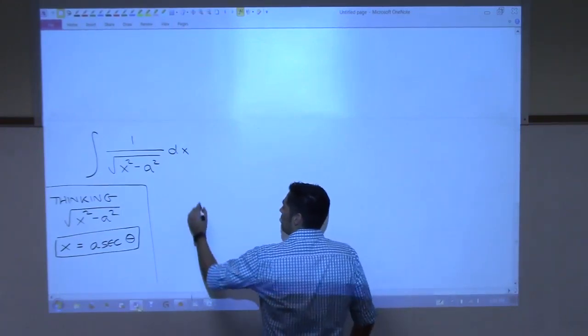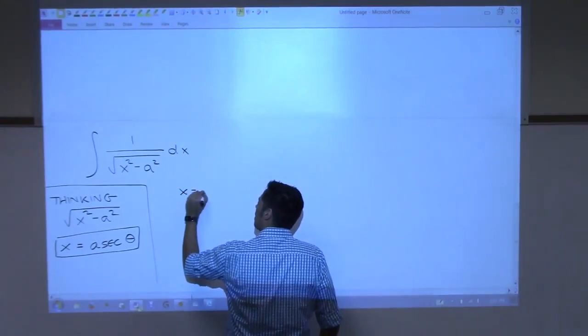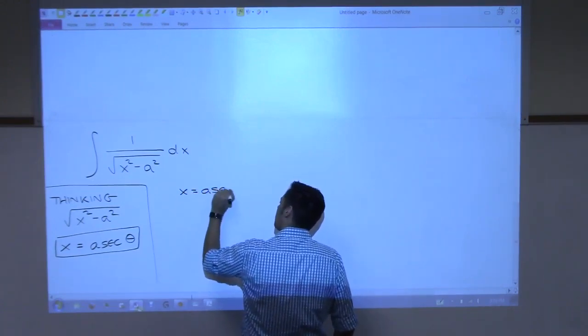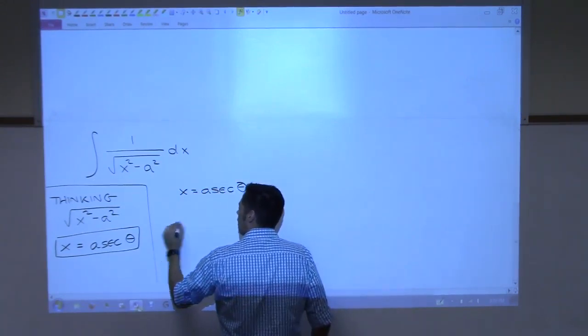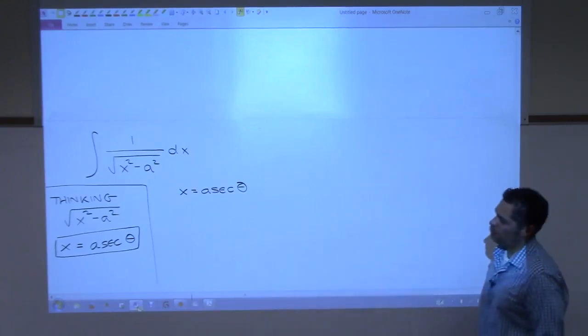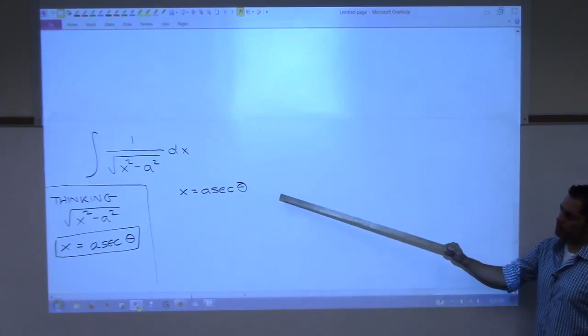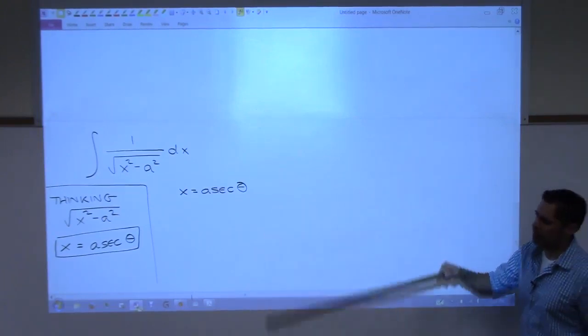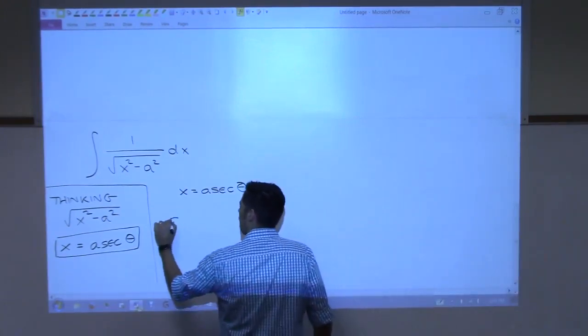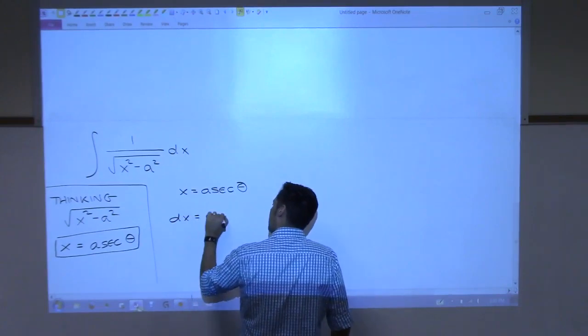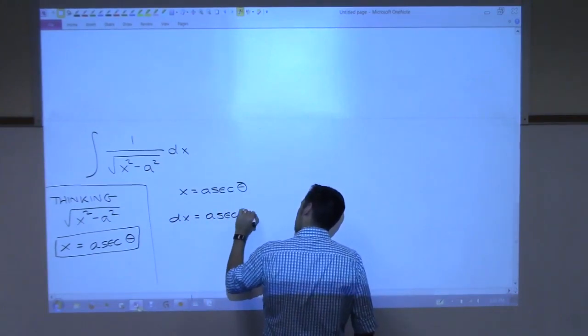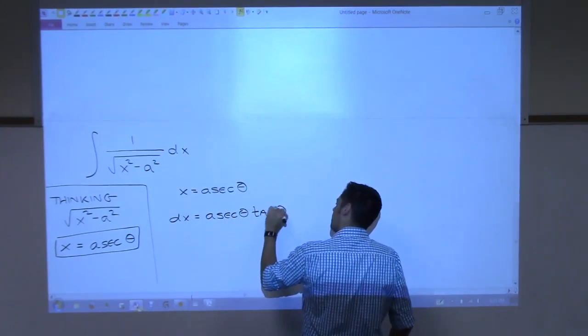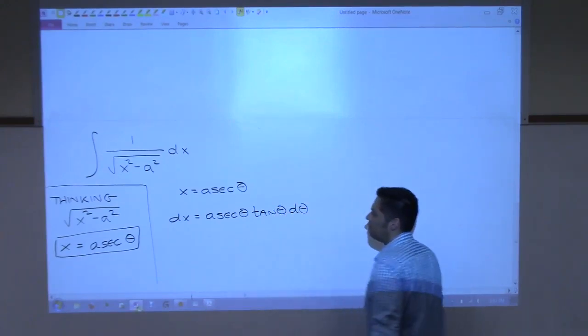All right, so let's write things down. I already know x is a secant theta. Very disappointed in myself. What next? Before the square root, differentiate. Okay, differentiate this. Dx is a secant theta, tangent theta, d theta.